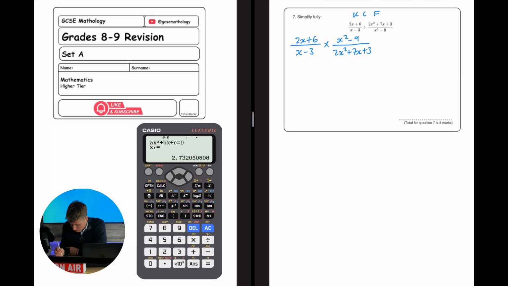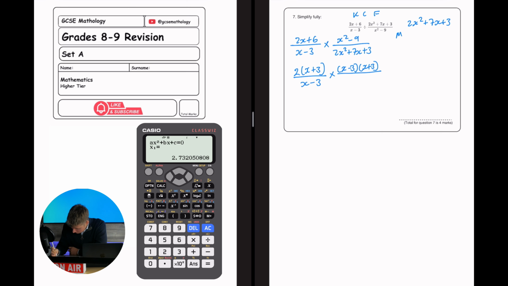Now we're going to simplify and factorize. So we're going to factorize 2x plus 6, which is 2 brackets x plus 3, then over x minus 3, multiplied by, so this next bit is a difference of two squares. So this can be simplified to give us x minus 3, x plus 3, all over, and then we can factorize this here. So 2x squared plus 7x plus 3.